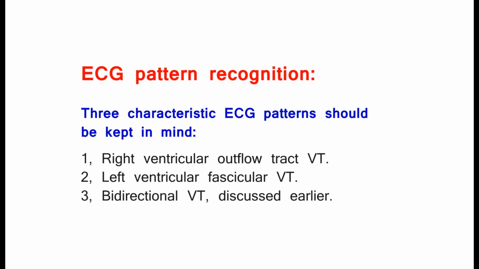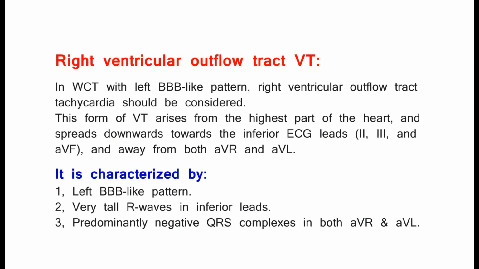1. Right ventricular outflow tract VT. 2. Left ventricular fascicular VT. 3. Bidirectional VT, discussed earlier. Right ventricular outflow tract VT. In WCT with left BBB-like pattern, right ventricular outflow tract tachycardia should be considered. This form of VT arises from the highest part of the heart, and spreads downwards towards the inferior ECG leads, 2, 3, and AVF, and away from both AVR and AVL.